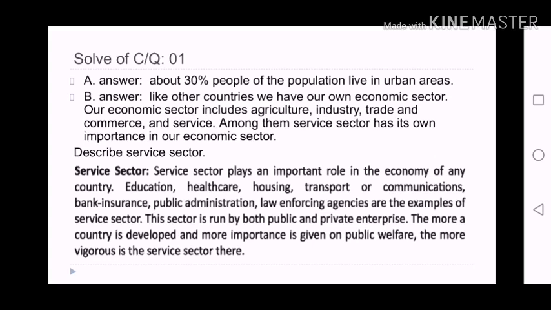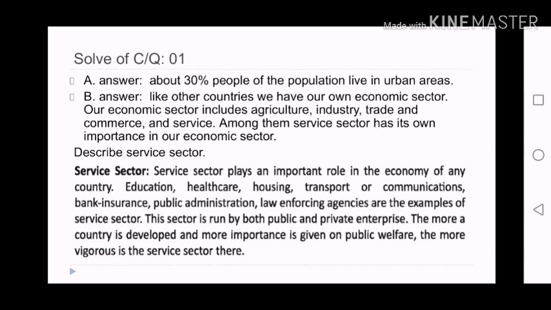This is from your book. We have our own economic sector, and our economic sectors are divided into 4 portions. One is agriculture, then industry, trade and commerce, and service. Then you can write, among these, the service sector has its own importance in our economic sector. With this, you are done with giving the knowledge-based idea to your teacher. Then you can explain the service sector. The service sector idea you can have from your book.